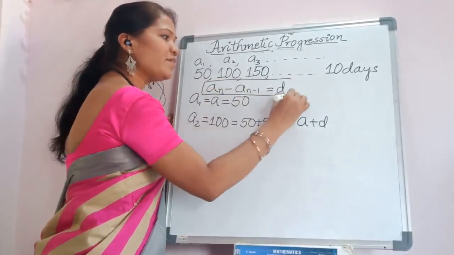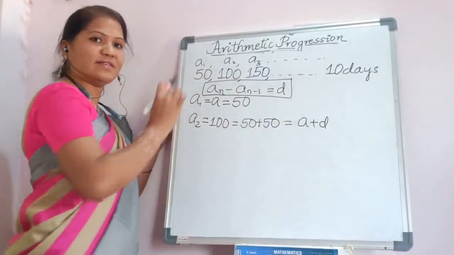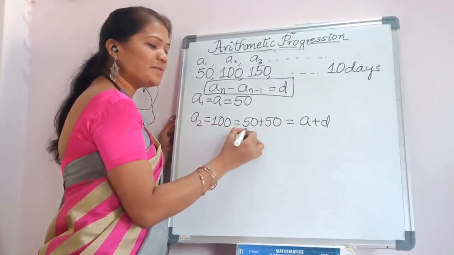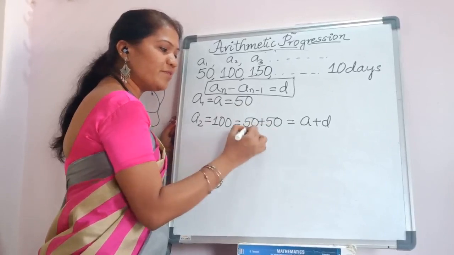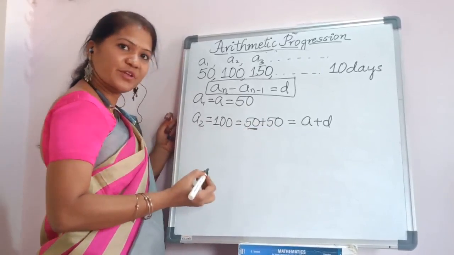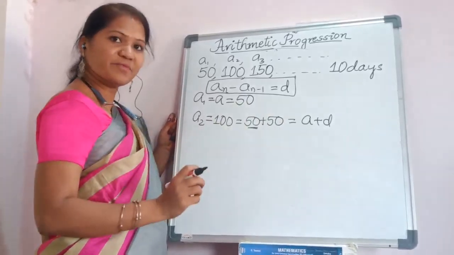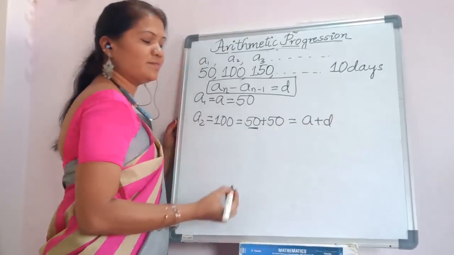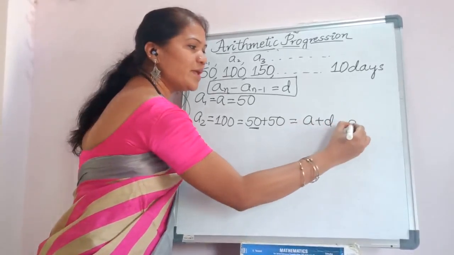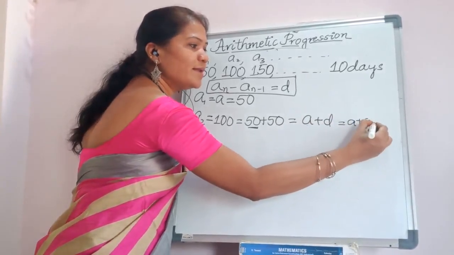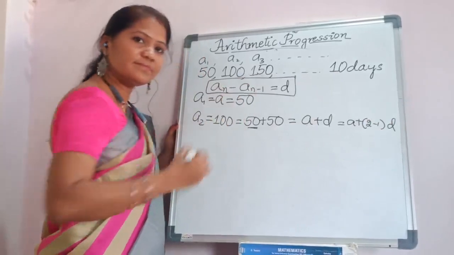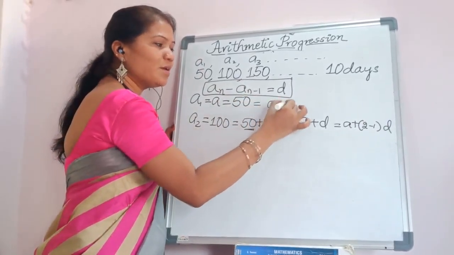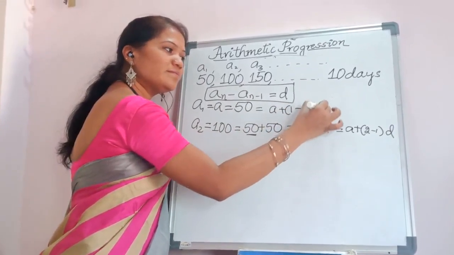Now let us define this with this simple example. So A2, the second day, how much was it? 100. That 100 I am splitting as 50 plus 50. 50 is the first day plus an extra 50 rupees per day. Remaining it is 50 rupees. Right? So A plus D I got. So A2 is what? A plus D. This I can write as A plus 2 minus 1 into D. Can I write now this 50 as A plus 1 minus 1 into D?